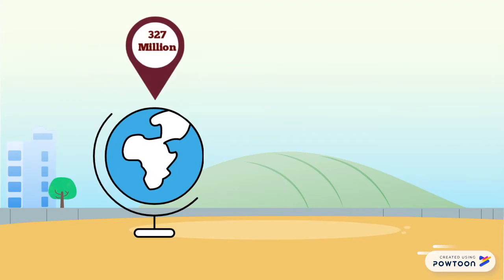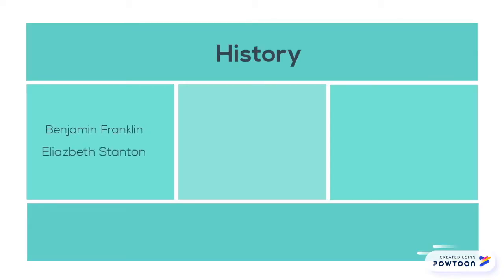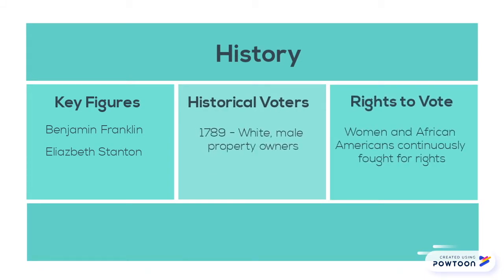Just a little background on the United States of America is that the population turns out to be about 327 million people, but those who actually vote turns out to be only 60%, which is 139 million. In 1789, only white male property owners, estimated to be 1 of 15 men, could actually vote for their government. Now, key figures were Benjamin Franklin and Susan B. Anthony and Elizabeth Stanton, and they were always fighting for suffrage and for the right to vote for African Americans and for women.